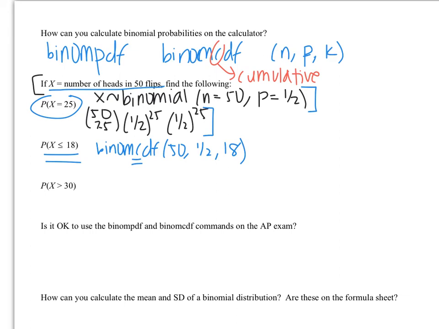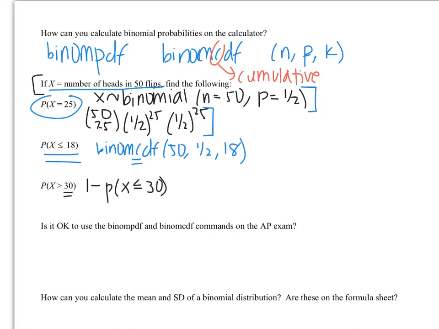What happens if I ask you for the probability that x is greater than 30? Well, if I use PDF, I could calculate 31 all the way to 50 successes, which is not very efficient. Is there any way that I can use CDF? Well, CDF is cumulative, but it's that point and everything below it. So in this case, we're going to calculate the complement. I'm going to take 1 and subtract the probability. If I want 31 and up, that means I need to subtract at most 30. If I subtract x's 0 to 30, that leaves me 31 to 50.